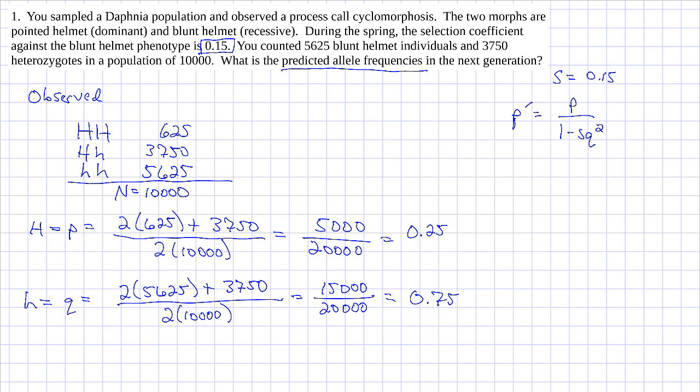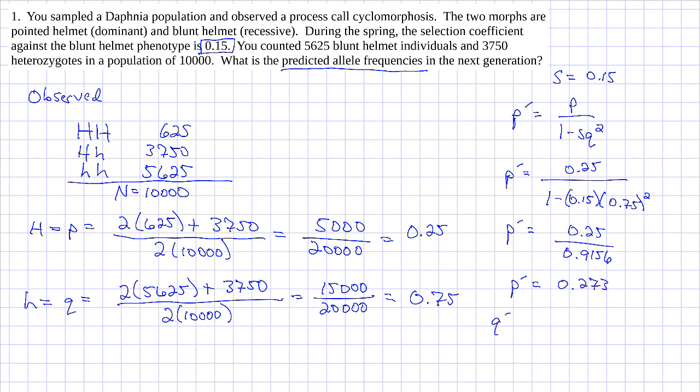Now we have our P, we have our Q, and we know S because it's given in the problem, so now it's just plug and chug. P prime is equal to 0.25 divided by 1 minus 0.15 times our Q squared, 0.75 squared. Using a calculator, I get 0.25 divided by 0.9156 for a new predicted dominant allele frequency of 0.273.